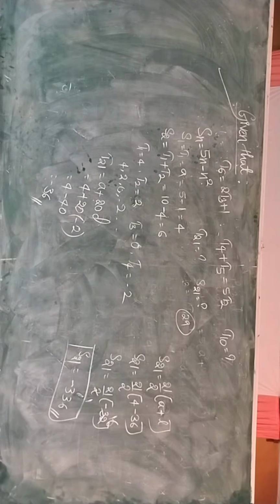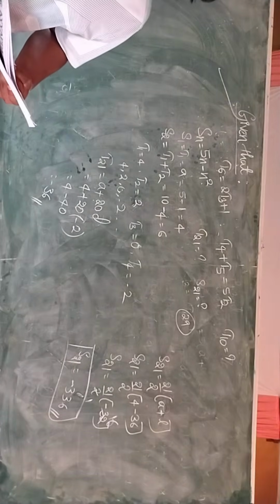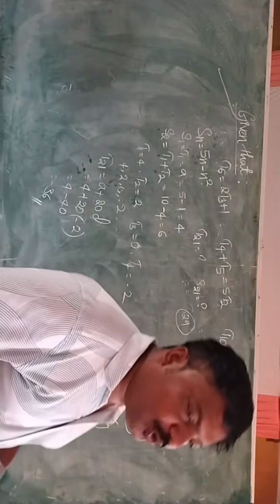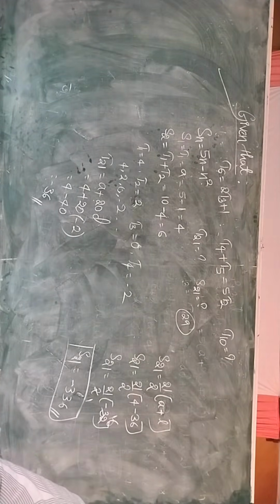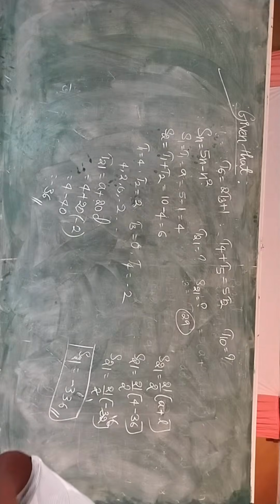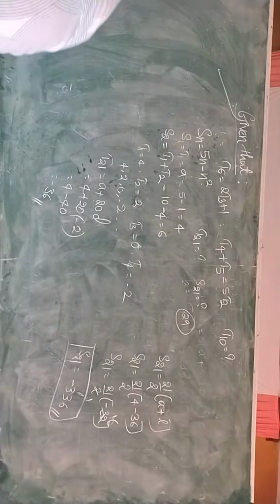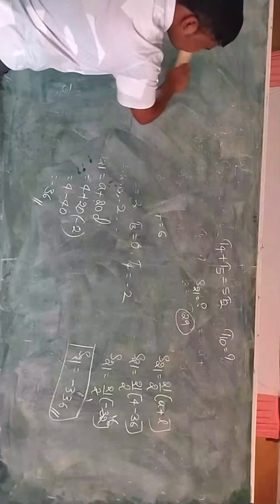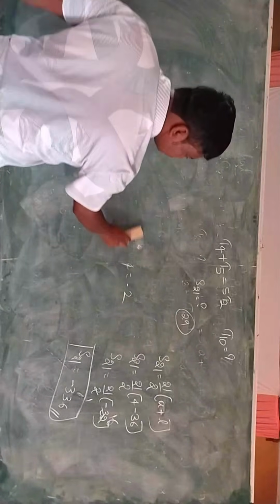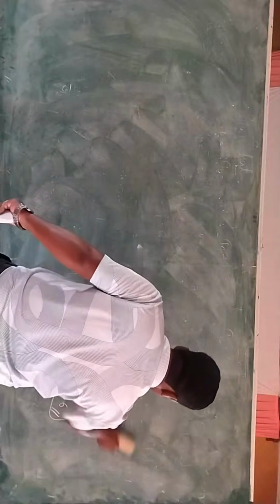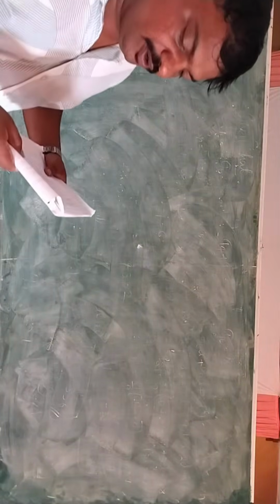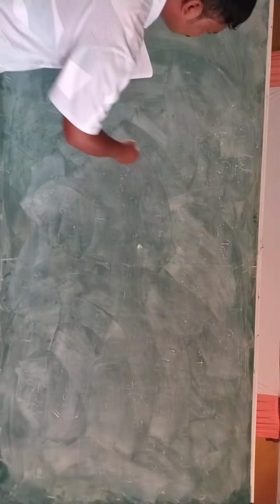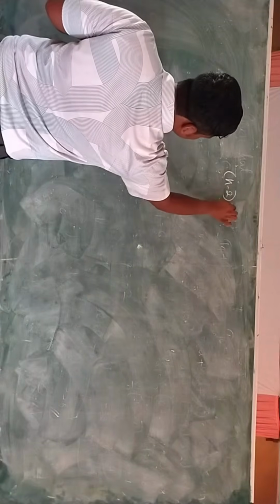Next question. The sum of the interior angles of a polygon of n sides is (n minus 2) into 180 degrees.